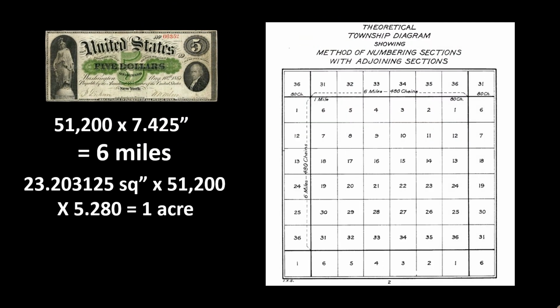And lastly, for now, the length of these large notes is directly related to our measures of land. At about the same time the Coinage Act established the monetary system of the United States, vast areas of the American states were divided up into townships, which measure 6 miles by 6 miles. 51,200 old large notes, laid end to end, precisely measures 1 6-mile edge of a township.